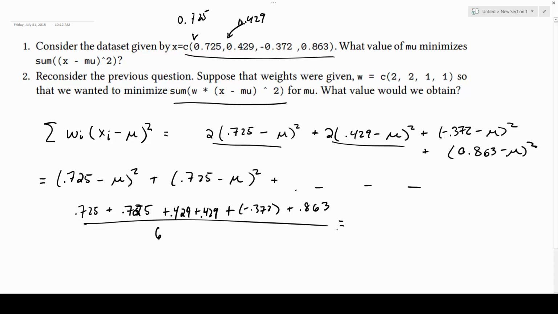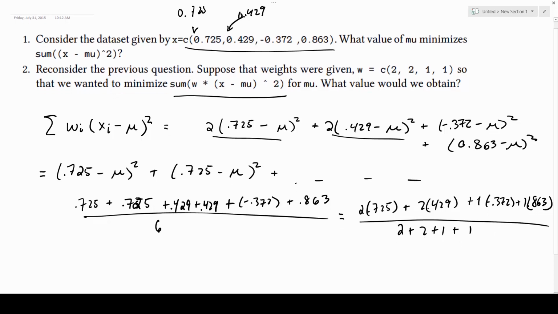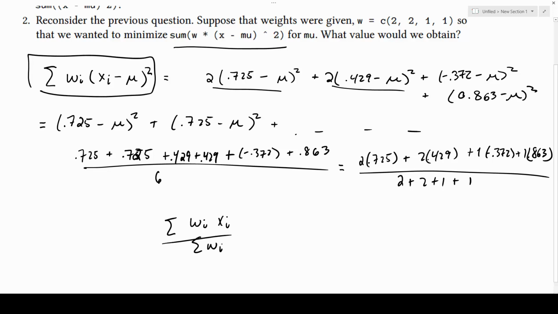Well, you can look at this, and that's just 2 times 0.725 plus 2 times 0.429 plus 1 times negative 0.372 plus 1 times 0.863. And the denominator, 6, is just 2 plus 2 plus 1 plus 1. So now we can give you a general rule that if you have weights, and they don't have to be integers, even non-integer weights, the solution to this least squares equation is going to work out to be summation wi times my data divided by summation wi.